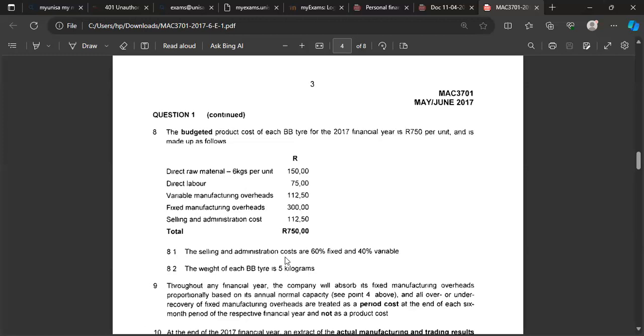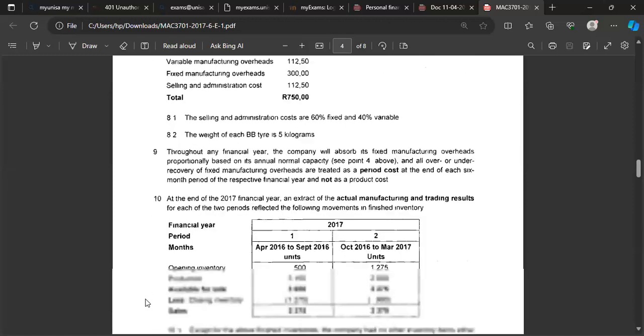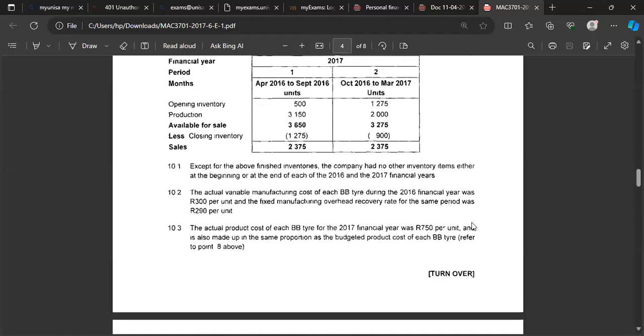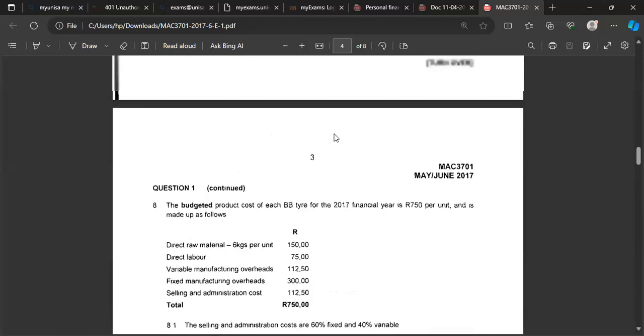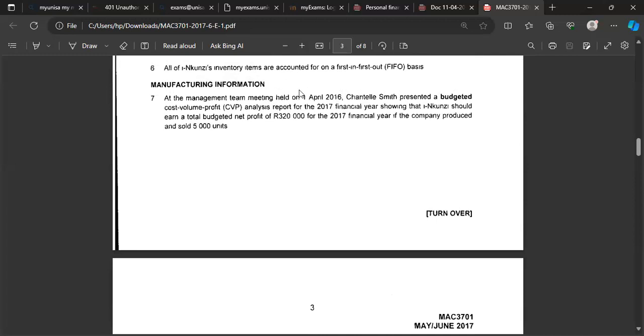So sometimes in most questions you'll be given outrightly or explicitly that your actual manufacturing overheads for such and such an amount. So in this instance, we are not given, right? But the hint that we are given now, on the actual information, is the actual cost is 750, right? And it's made up of the same proportion. So which means if it's the same proportion, then the total cost for the year is gonna be 300 times our budgeted production for the year, which is gonna be 6,000.